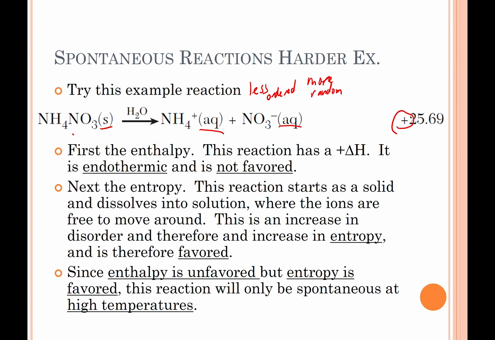So here we have enthalpy being unfavored and entropy being favored. And since enthalpy is unfavored, we look at the positive value there. It tells us that this reaction is going to be spontaneous only at high temperatures.